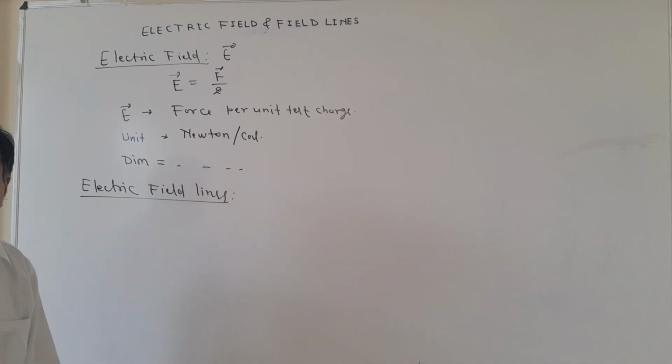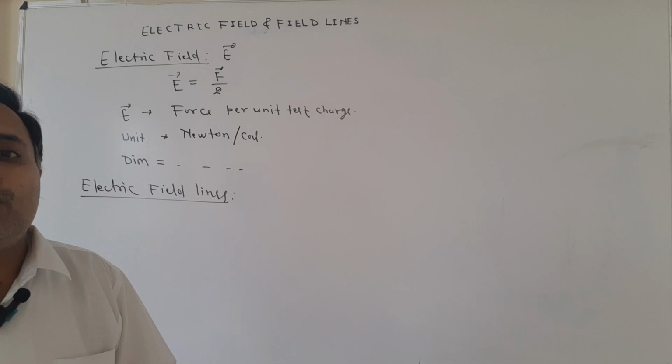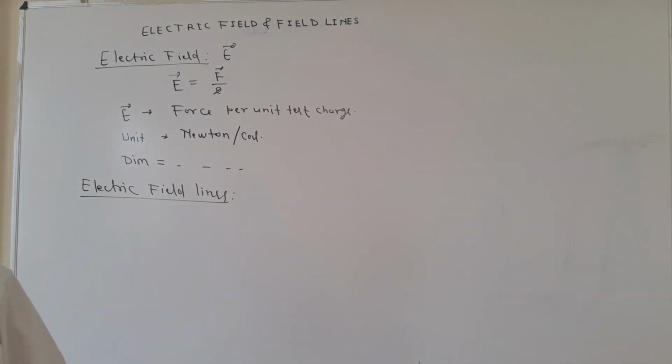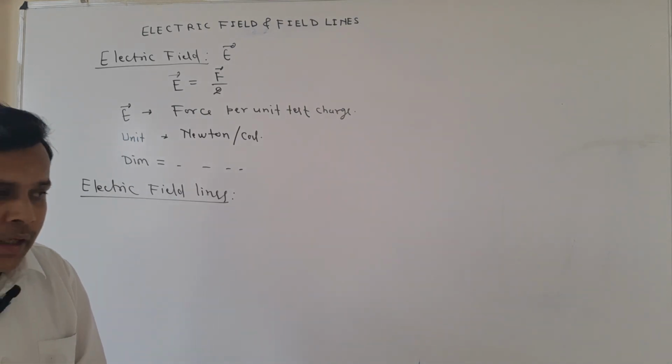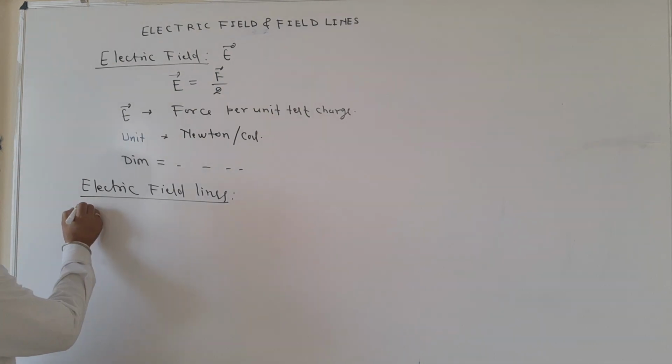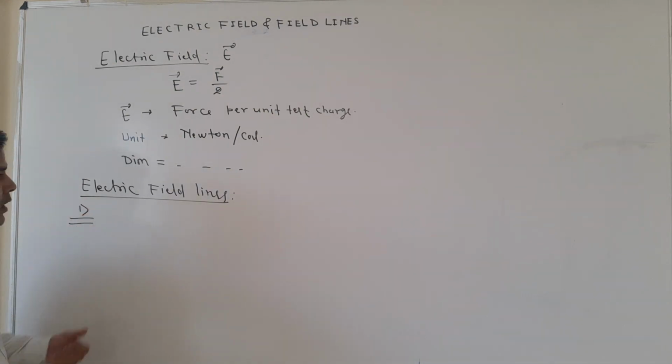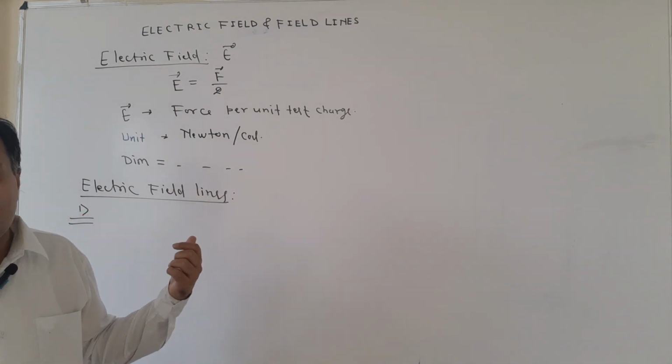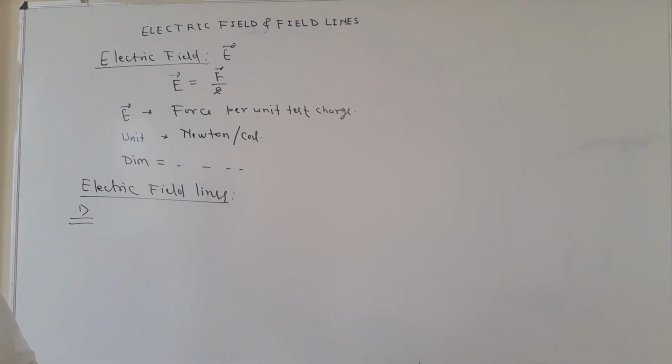And next is electric field lines. So what are field lines? Electric field line is one of the ways to visualize the electric field. It has some properties. The first property is it originates from the positive charge and terminates at negative charge.